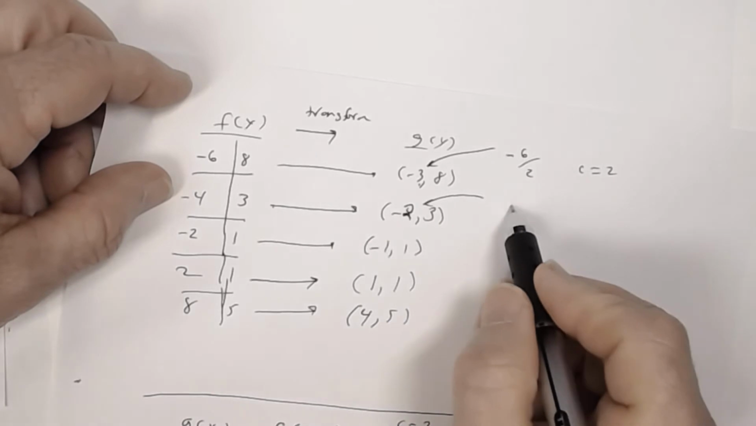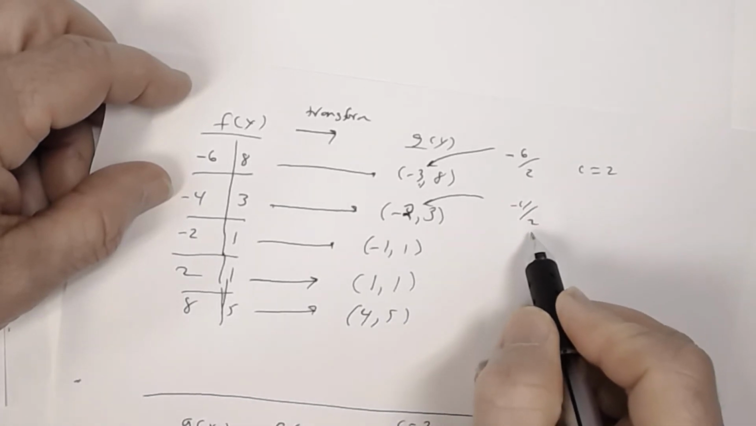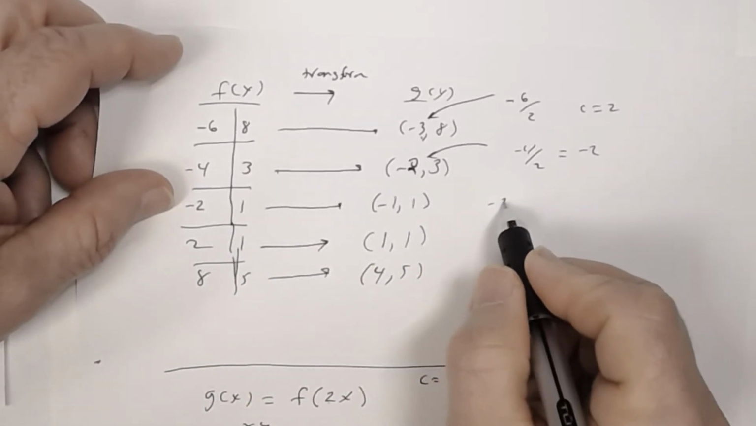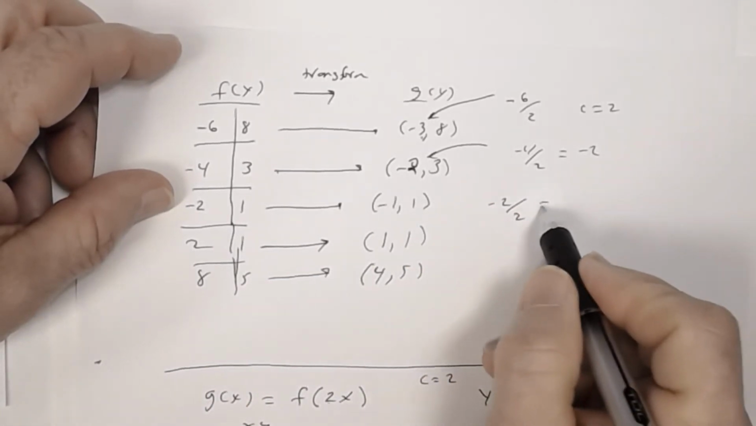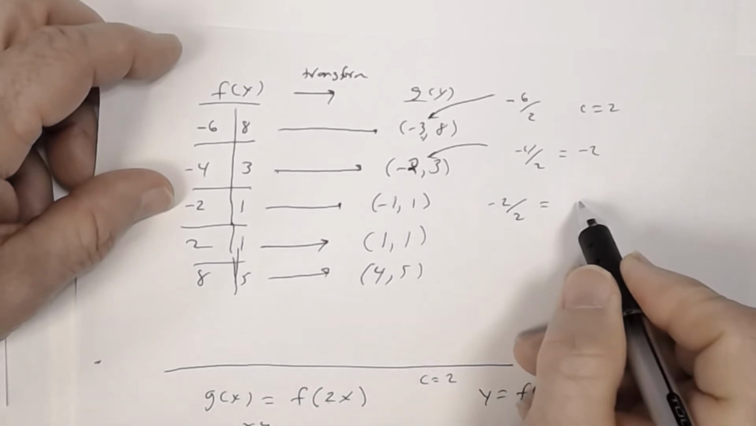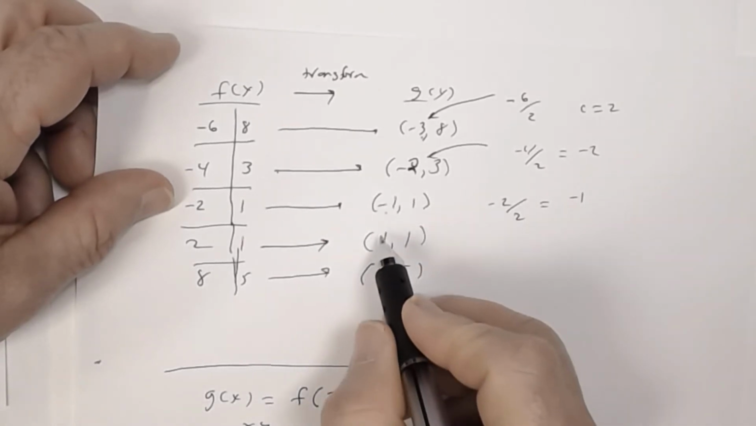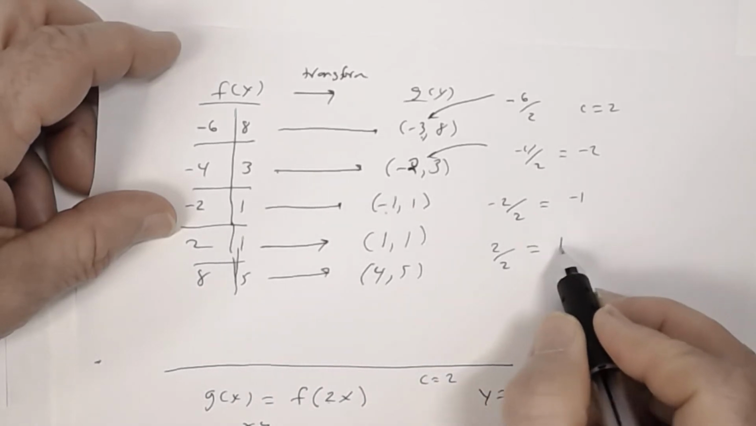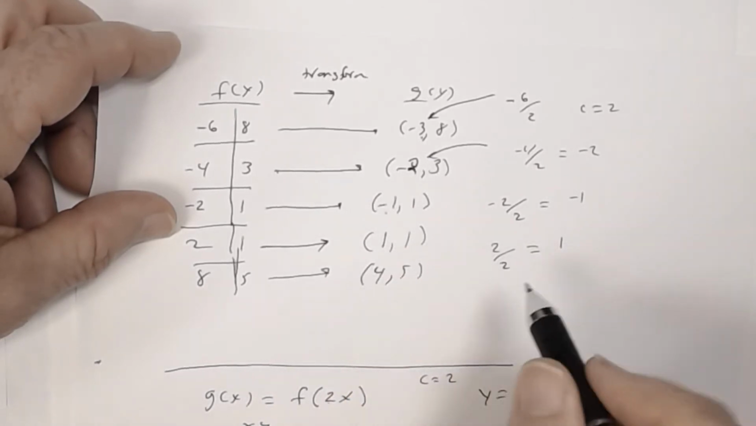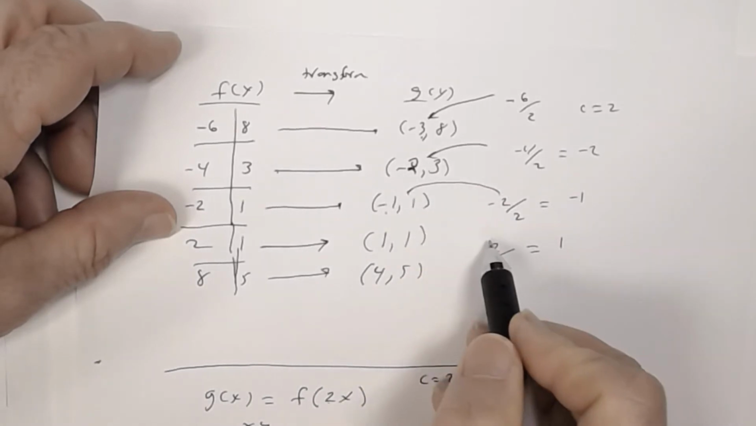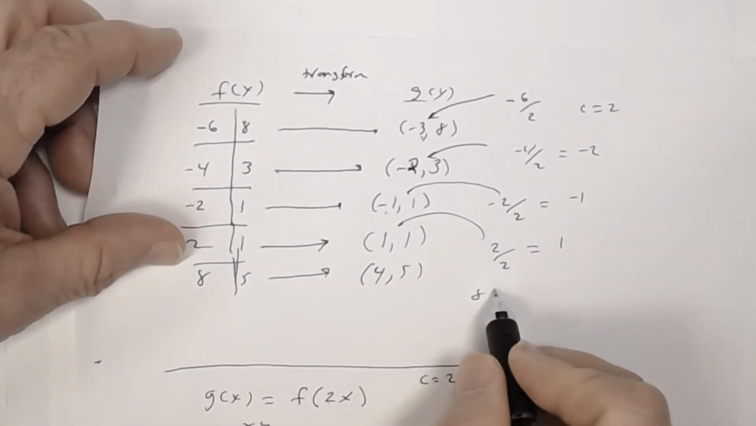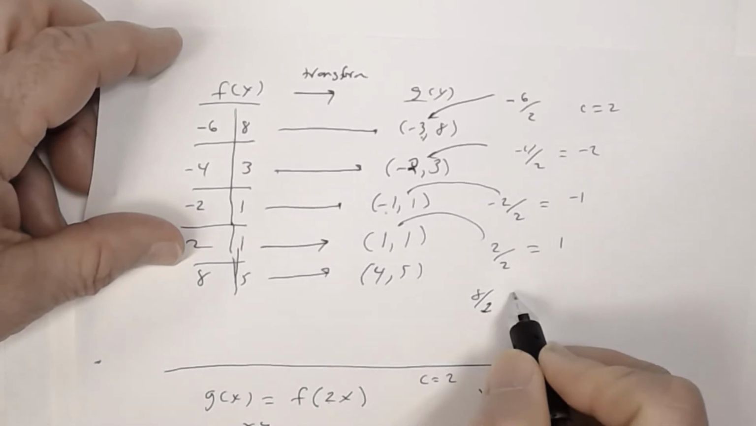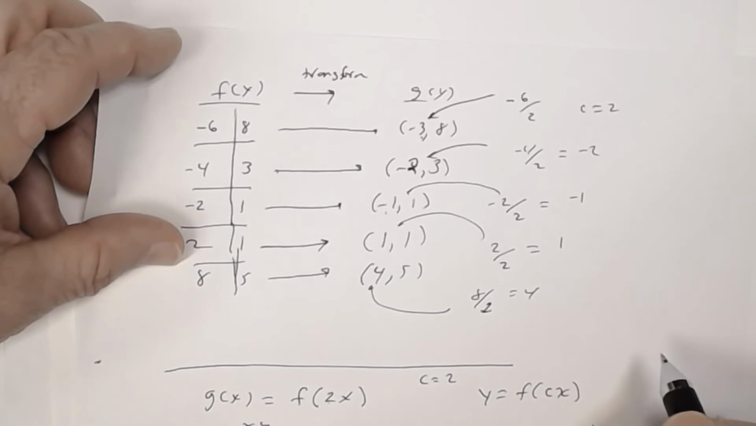Negative 4 divided by C, which is 2, and I get what? Negative 2. Negative 2 divided by C, which is 2, and I get negative 1. Okay? 2 divided by 2, and I get what? 1, your x value. Okay? So that's where these are coming from. And then 8 divided by C, which is 2, gives me 4. And that's where this is.